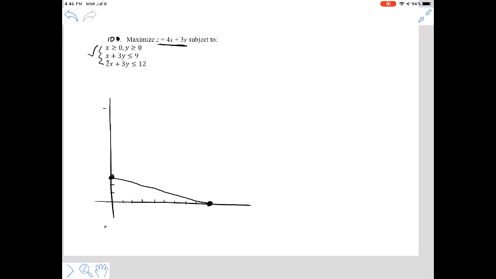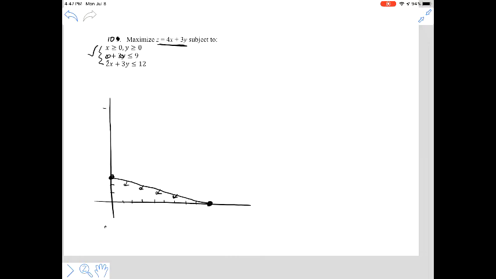Not quite done with that one. Remember shading also. So it would be below. We're going to use the test point of 0, 0. If x and y are both 0, then the statement we get is 0 is less than 9. That's true, so we need to shade towards the test point. We haven't got to that second inequality yet, so I'm just making little arrows to remind myself that I'm shading underneath that line, towards the test point.